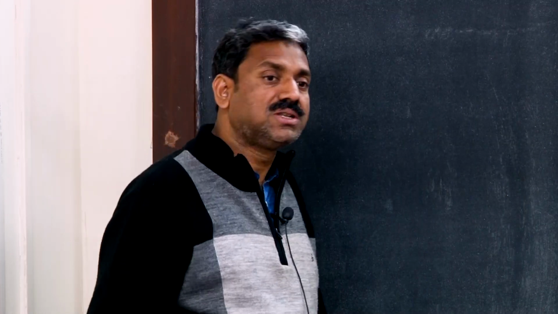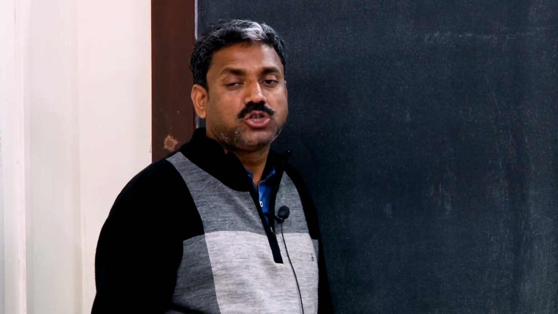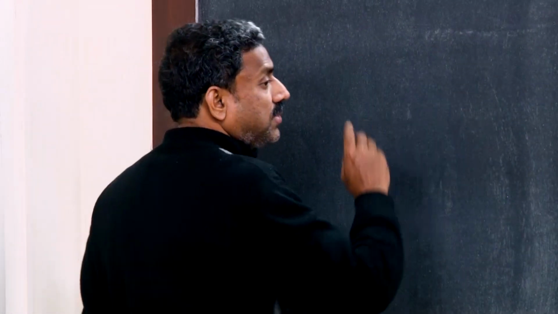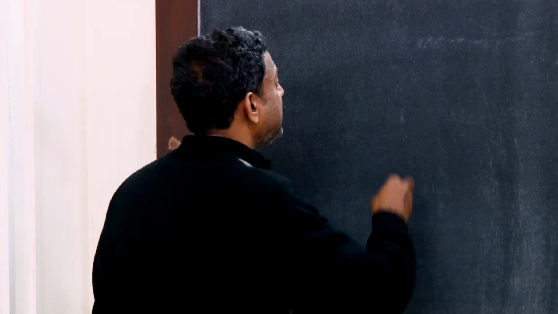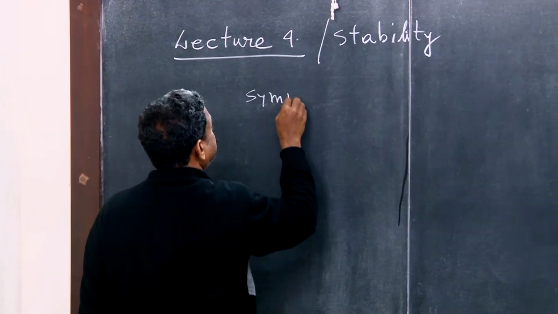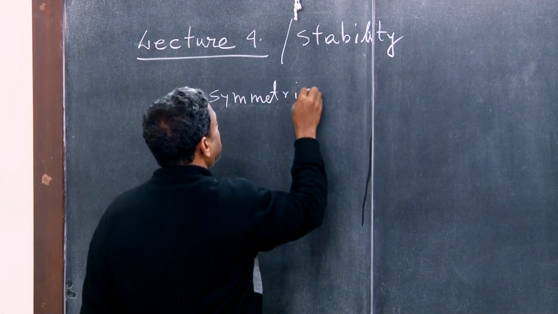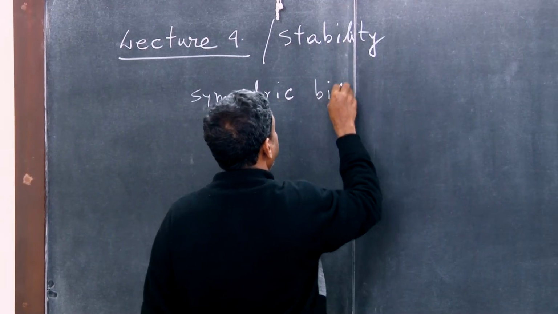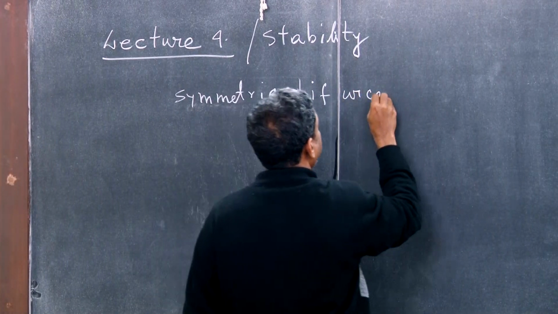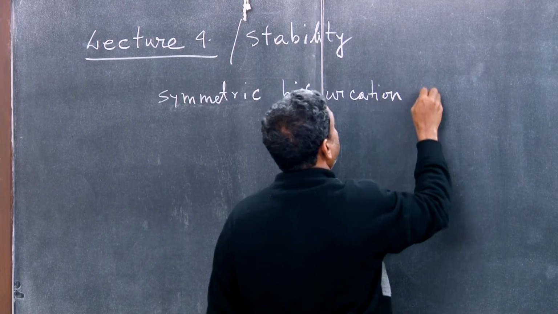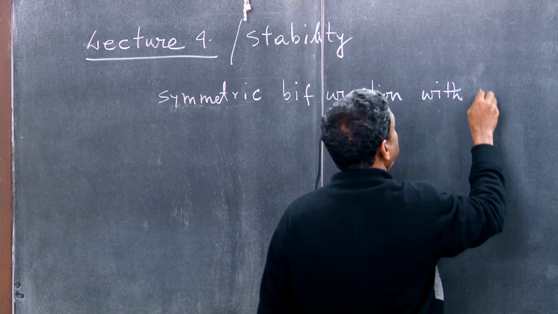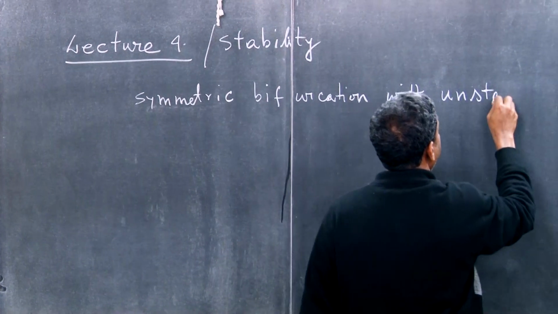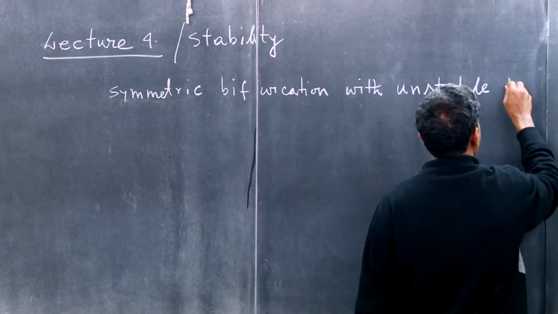Now, we are going to consider the second category of system, which shows symmetric bifurcation, but with an unstable post critical path. So, the hallmark of the second kind of system is symmetric bifurcation with unstable post critical path.